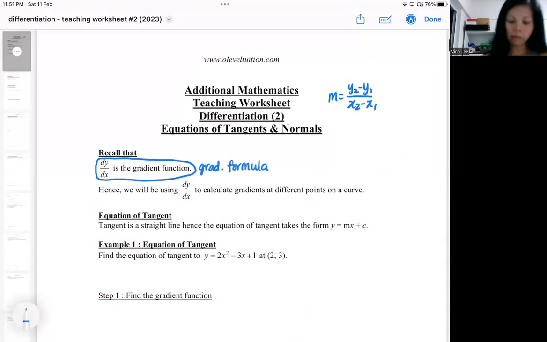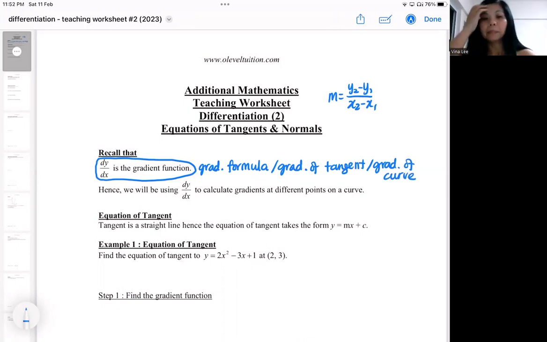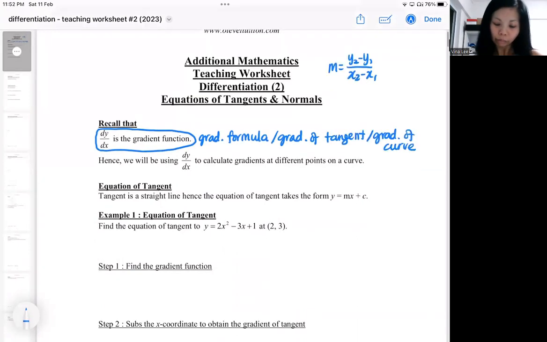There are a lot of names for dy/dx. It's called the gradient function. It can be called the gradient formula. It can also be called the gradient of the tangent, and it can also be called the gradient of the curve. There are just a lot of names, but they are all pointing back to dy/dx. So there will be some components that look like coordinate geometry.